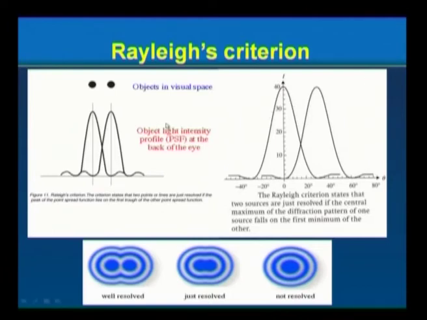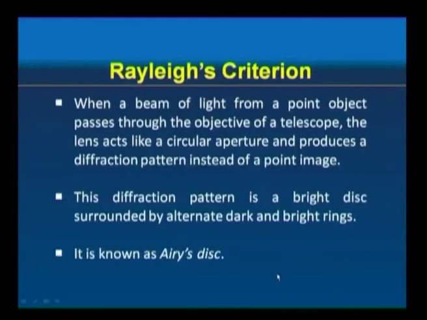If these two are separated far away, as shown earlier, they will be well resolved. So, now you have a well resolved image like this. They are just resolved, or not resolved at all. So, Rayleigh's criterion says when a beam of light from a point object passes through the objective of the telescope, the lens acts like a circular aperture and produces a diffraction pattern in a point image. This diffraction pattern is a bright disk surrounded by alternate bright and dark rings. So, light coming through a circular aperture will give rise to bright and dark rings. It is called an Airy disk.